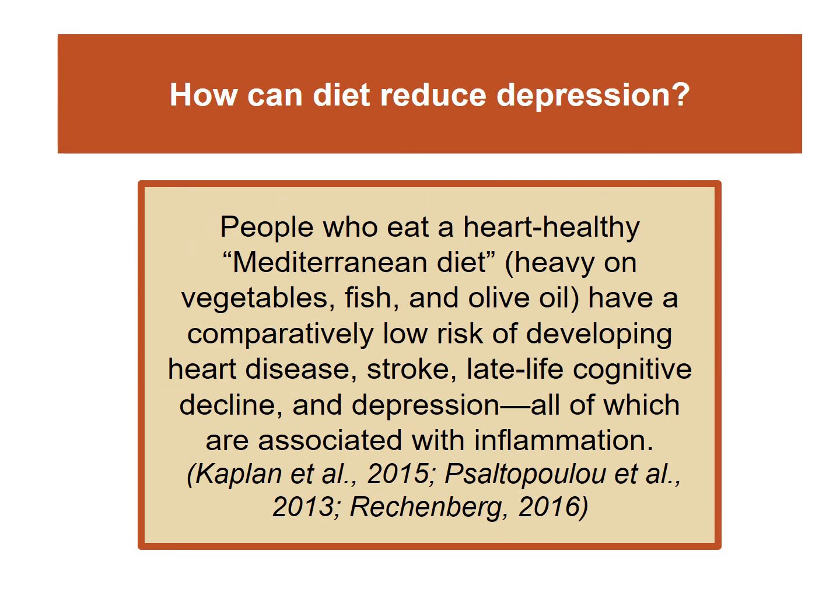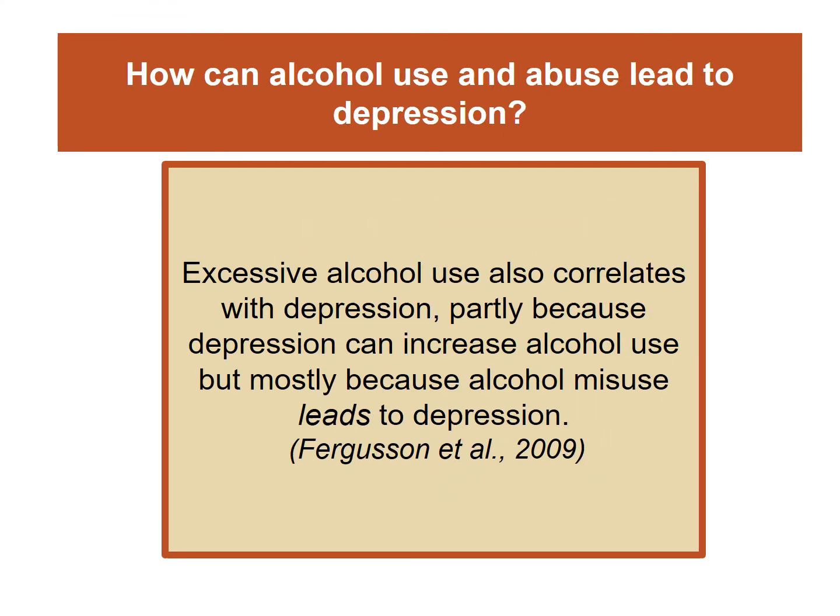How can diet reduce depression? People who eat a heart-healthy Mediterranean diet heavy on fish, vegetables, and olive oil have a comparatively low risk of developing heart disease, stroke, late-life cognitive decline, and depression, all of which are associated with inflammation. How can alcohol use and abuse lead to depression? Excessive alcohol use also correlates with depression, partly because depression can increase alcohol use, but mostly because alcohol misuse leads to depression.